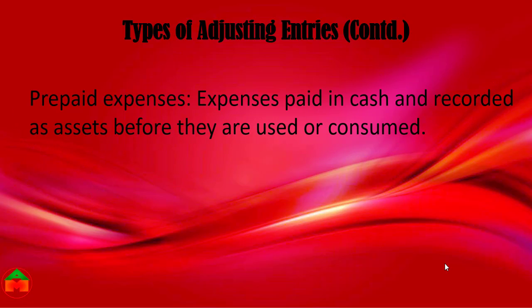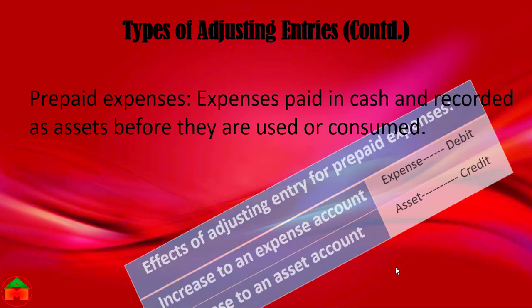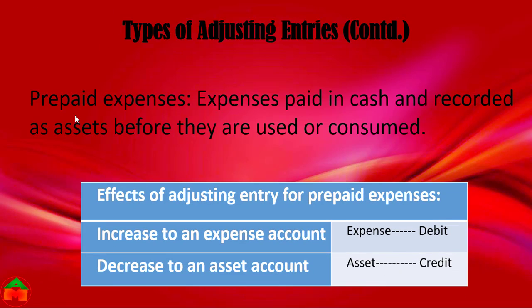Now we are going to see the details of the types of adjusting entries. So what is a prepaid expense? Expenses paid in cash and recorded as assets before they are used or consumed are considered prepaid expenses. So any expense paid in advance is called a prepaid expense. If you make an adjusting entry for prepaid expense, what would be the effect? There will be an increase to an expense, increase in expense, debit, and there will be a decrease to an asset, decrease in asset, credit.